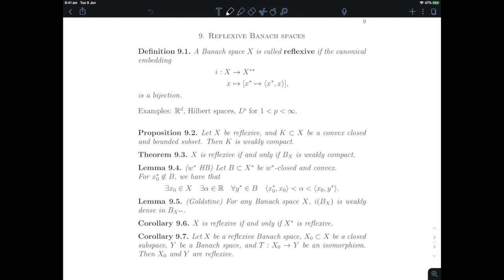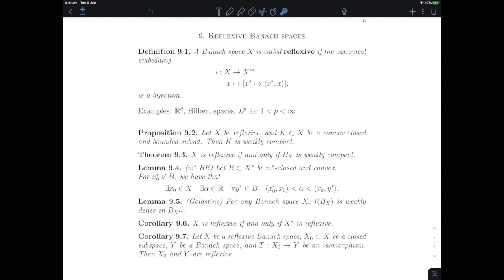Now, in this video, we start studying what is probably my favorite class of Banach spaces. These are spaces that are called reflexive, and the definition is here. I'm going to say that a Banach space is reflexive if I can identify the space with its bidual. And what do I mean by that?